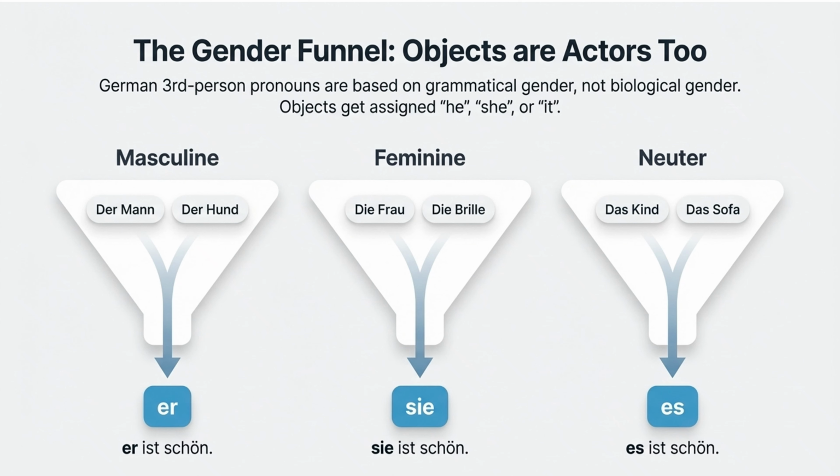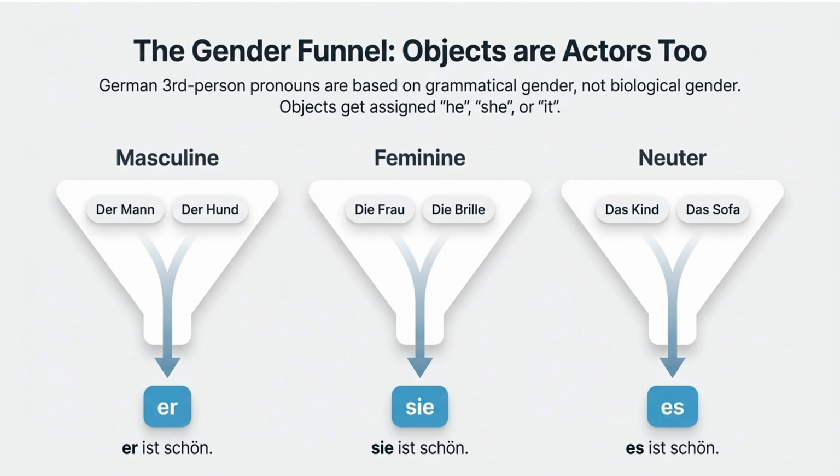Now, let's talk about something very interesting in German, the gender funnel. In German, the third person pronouns er, sie, and es are not based on biological gender, that is male or female, but they are based on the grammatical gender. Every noun in German has a gender, that is masculine, feminine, or neuter.